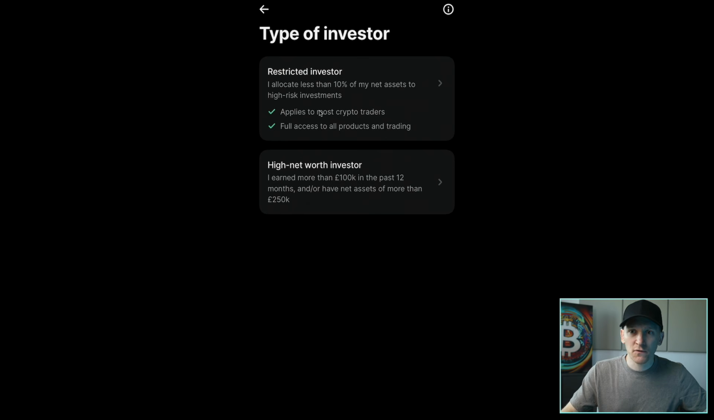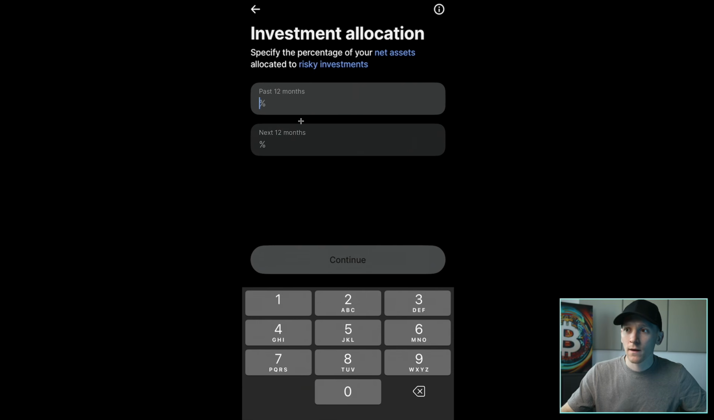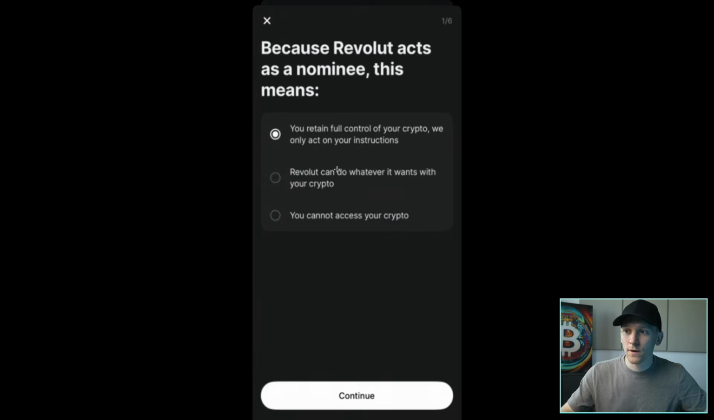All of the features of the app are going to be open to you when you select this and then go through the questions. These are the questions, so I'll show you right here. You have to give your investment allocation or other details, so put that in. And then from there, you have the assessment quiz. So you can see the answers that I've given here.